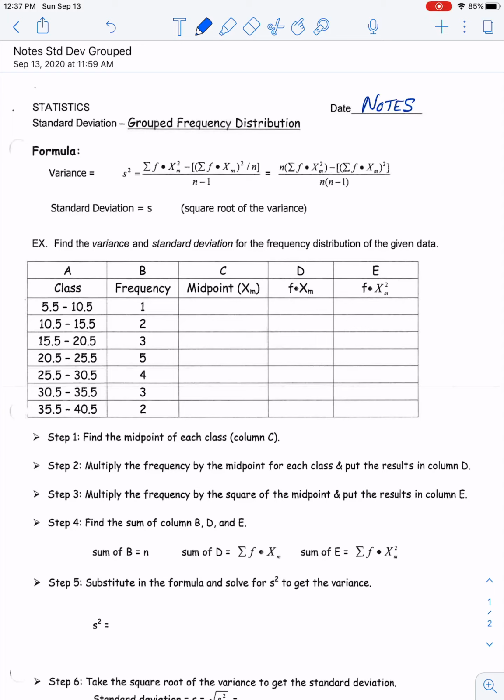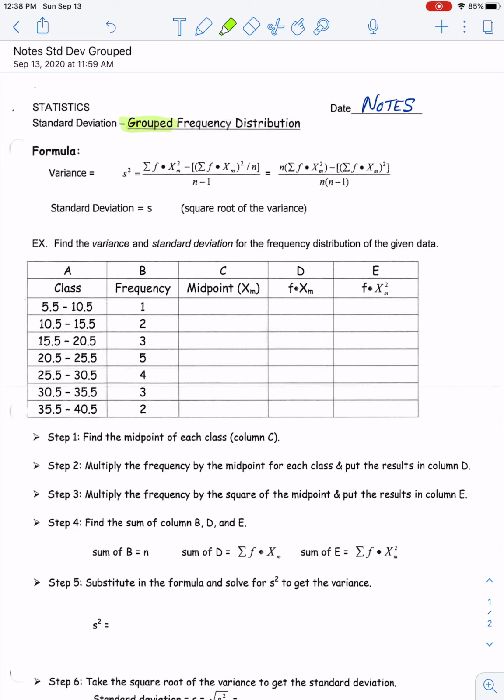Hi everyone. We want to take a look at one more time calculating some standard deviation. This time I'm going to start you out with a grouped frequency table. Okay, so we've got a grouped table different from before. We've covered how to do standard deviation from just data. We've done standard deviation from an ungrouped table. Now we're looking at a grouped table.